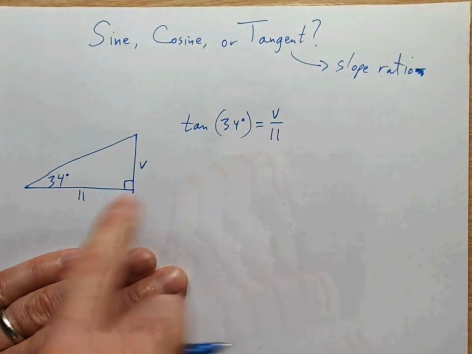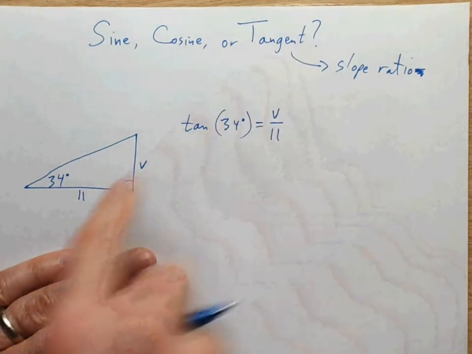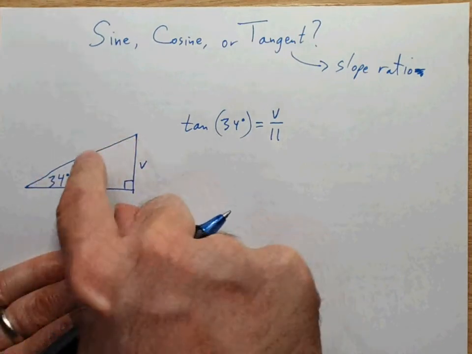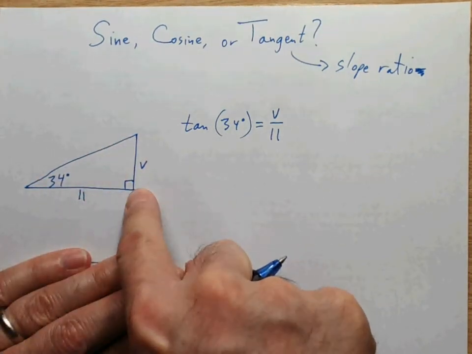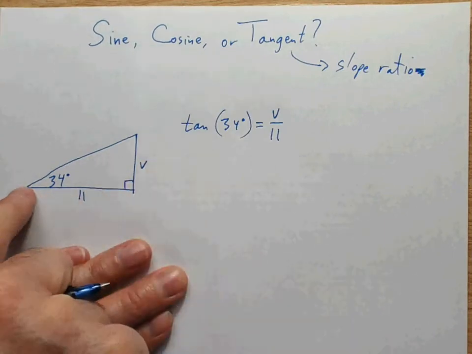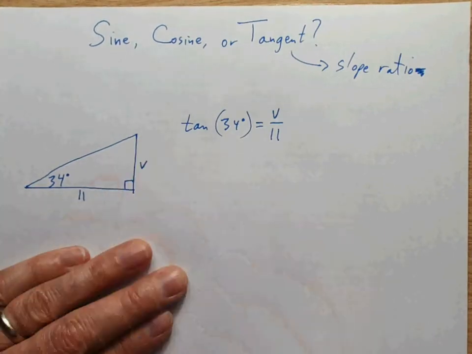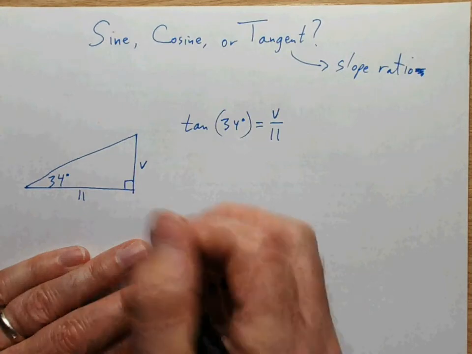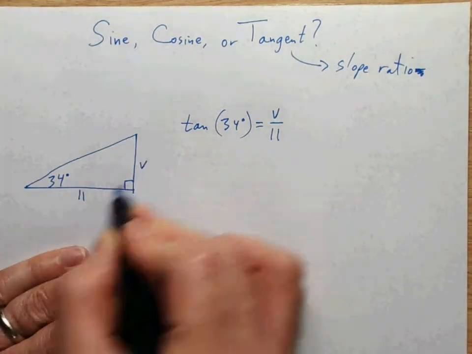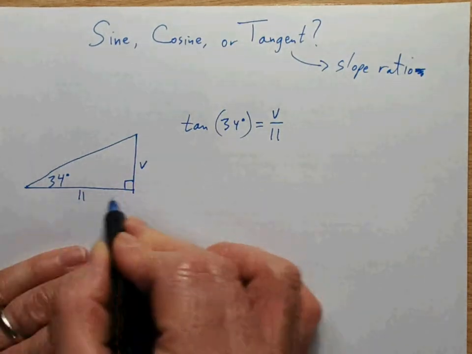Okay? So one way to think of it is that tangent doesn't have to do with the longest side. It doesn't have to do with the hypotenuse. And the hypotenuse is the side that is opposite the right angle. So the tangent is just the two legs of the right triangle, not the hypotenuse. And it's always the opposite of the angle over the adjacent of the angle.